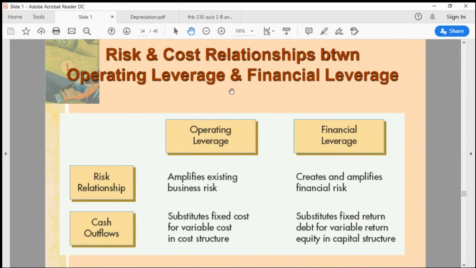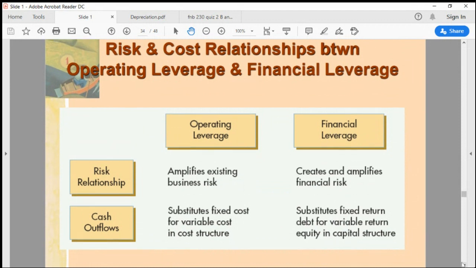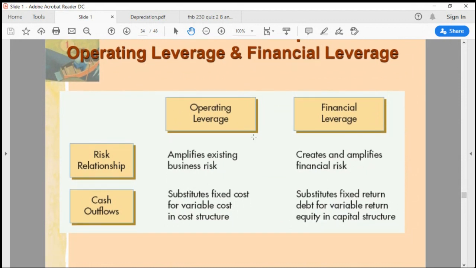Okay. Now, another diagram, risk relationships. Risk and cost relationships between operating leverage and financial leverage. Now, operating leverage, of course, amplifies existing business risk, right? Financial leverage amplifies the financial risk. Cash outflows: operating leverage substitutes fixed cost for variable cost. In other words, you use more fixed cost in the cost structure and lower the variable cost. Financial leverage substitutes fixed return debt for variable return equity in the capital structure.